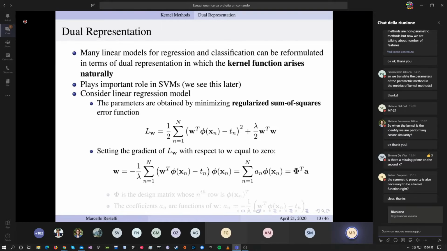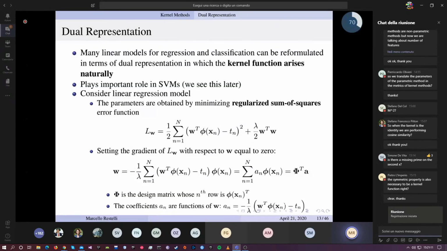Okay, so now what we are going to do is to replace capital Phi transpose A in place of W, because we have done this kind of transformation here. Now, let's try to do this. So now I do this by hand. I show you the passages, and then I also show you the final result.